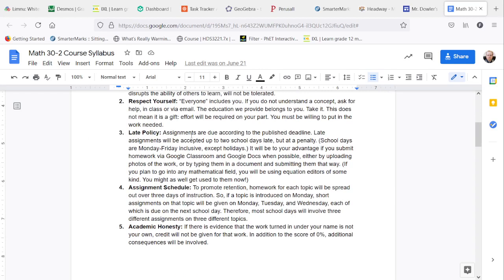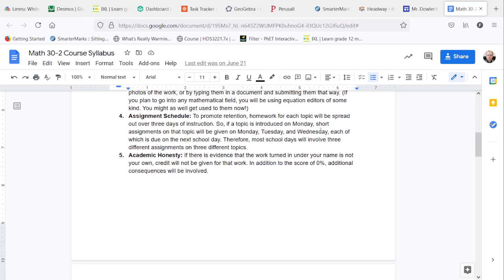Late policy is the same as last school year. So homework is only marked by completion. As long as it's done, you get full marks whether it's right or wrong. But anything that is late will be accepted up to 2 school days late. So if it's due on Tuesday, but it's not in until Wednesday or Thursday, it'll be at a 50% penalty. Now these are just school days. So if it's due Friday and Monday's a holiday, Tuesday and Wednesday are the days it will be accepted late with penalty.